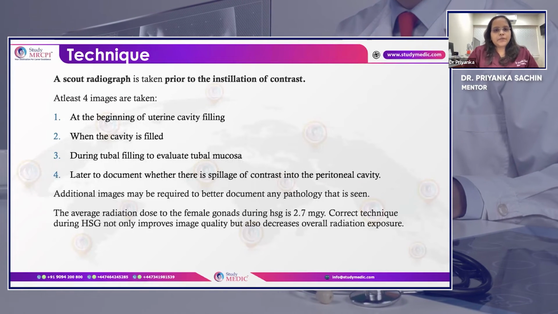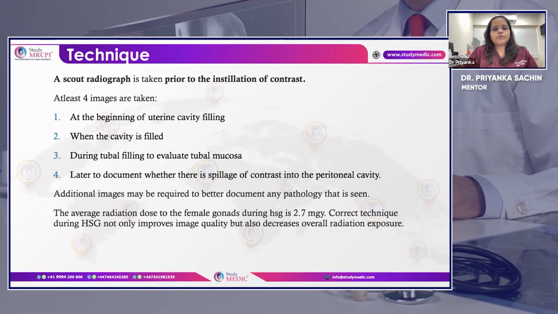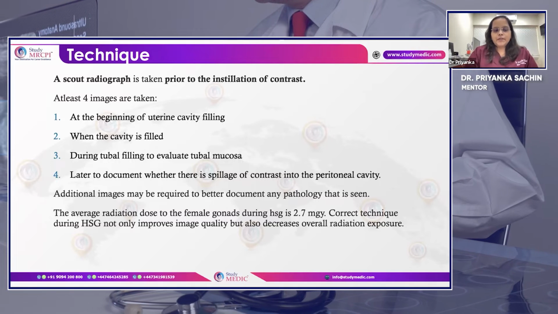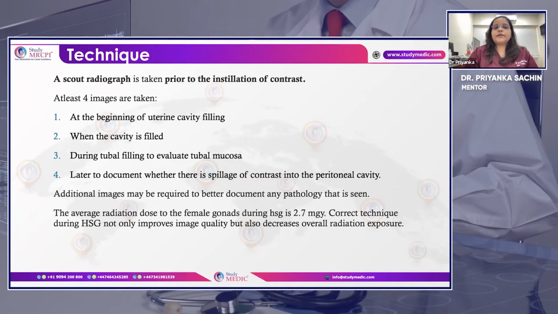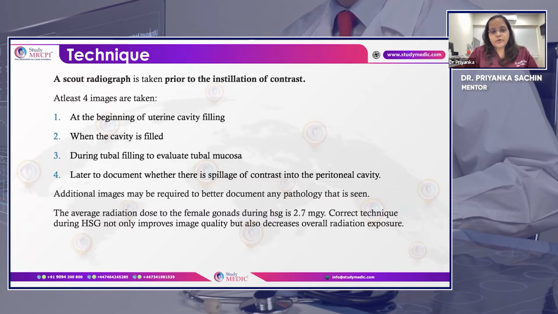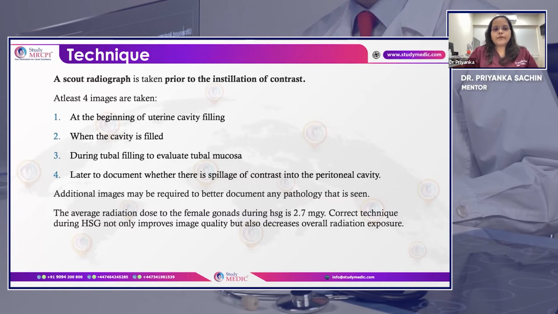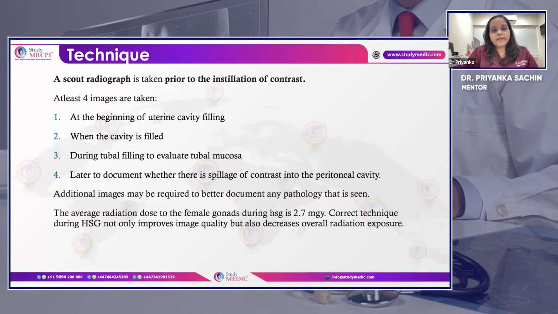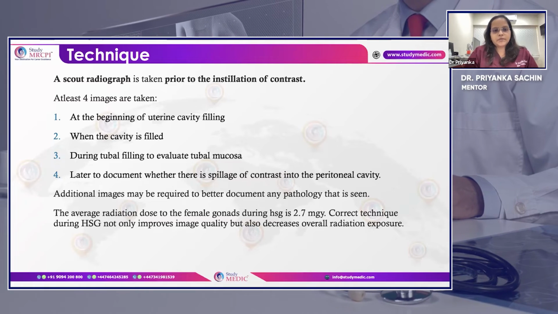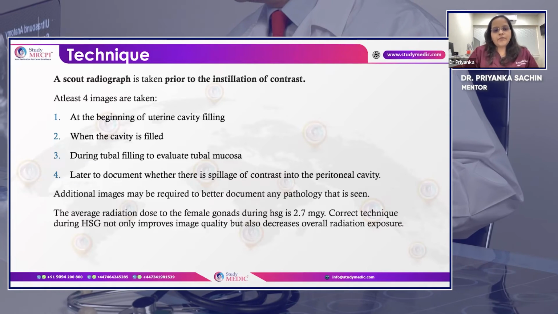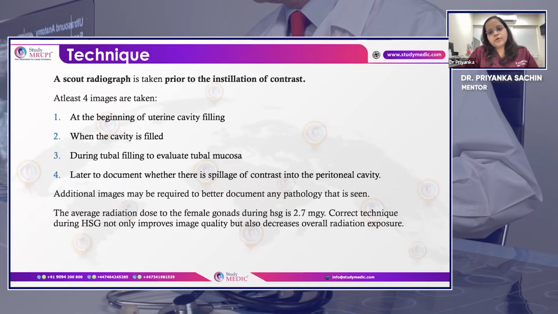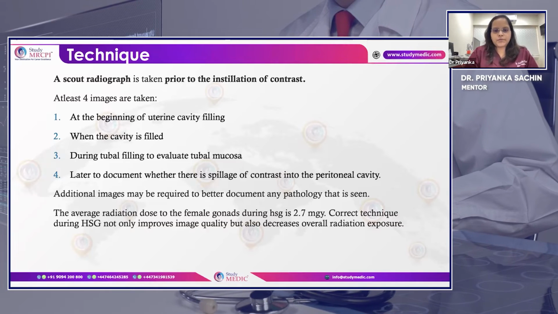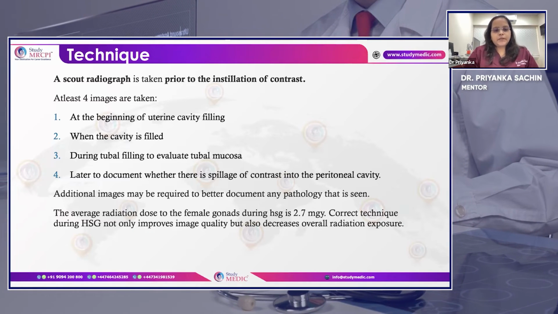So then if a radiograph is taken after installation of the contrast, as I said, there are 4 images minimum that should be taken at the beginning of the uterine cavity filling. Then when the uterine cavity is filled, to look for any contour abnormalities or any uterine cavity filling defects. Then when the tube is filling, at that time an image is taken to evaluate the tubal mucosa. And the final images, after there is spillage of the contrast into the peritoneal cavity, are taken to see if the tubes are blocked or not.